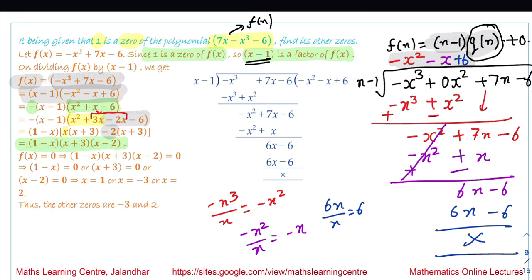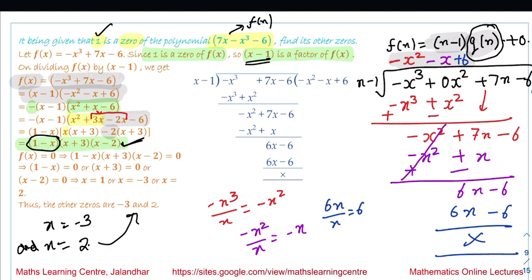Now one of the zeros is 1, which is given to us. It is because of this term. Next, the other two zeros we will obtain from this: x is equal to minus 3 and x is equal to 2. So the other two zeros that we will have are minus 3 and 2.